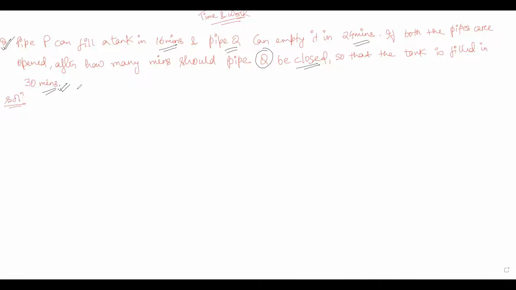P has been opened. So we can again assume the total capacity of the tank to be some unit, which we can get simply by taking the LCM of 16 and 24. So LCM of 16 and 24 would be simply 48. So let us assume that the total capacity of the tank is 48 units. So pipe P is filling these 48 units in 16 minutes. So we can say that in 1 minute, pipe P would be able to fill 48 by 16, that is 3 units of the tank.